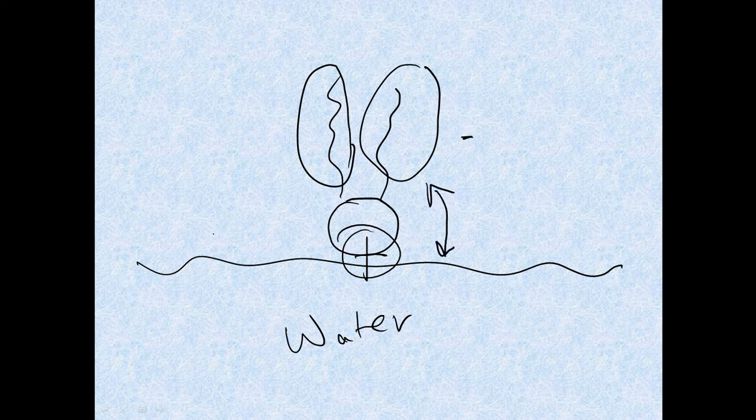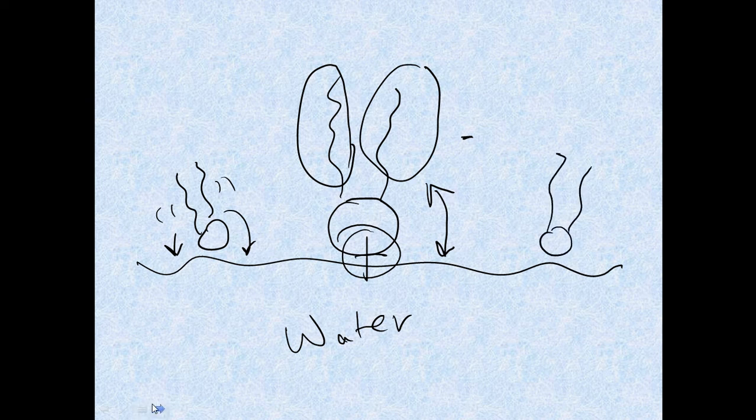So if you have a phospholipid next to water, the tails are going to be pushing away from the water's surface because water repels the legs, and the head's going to be pointing towards the water. The head likes the water. So this was a problem. Why?